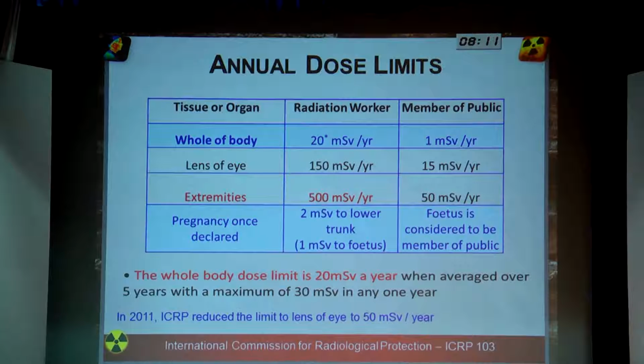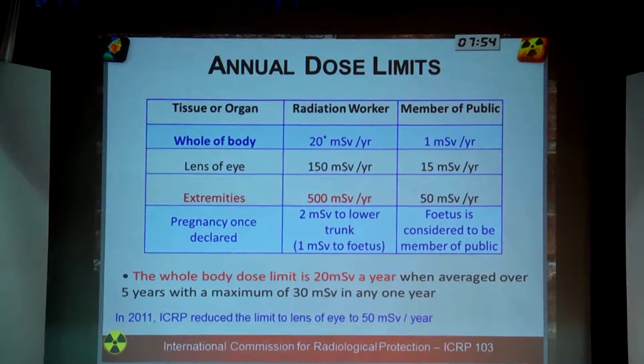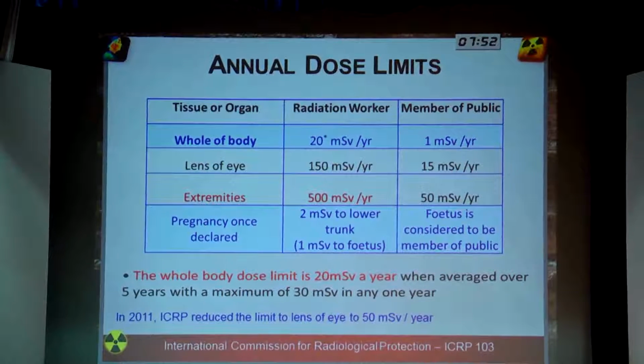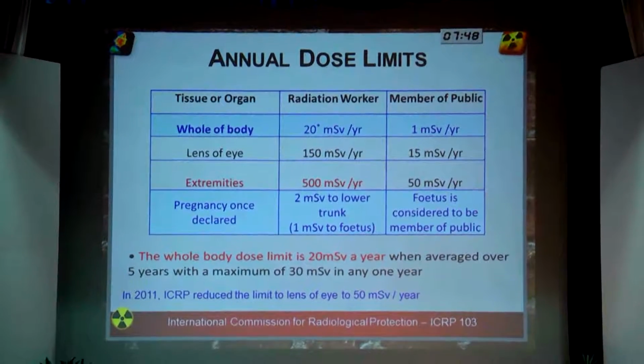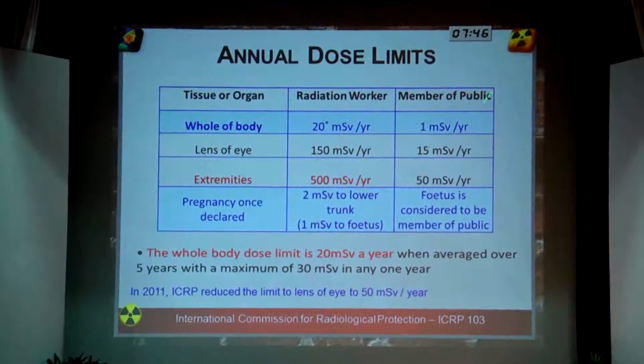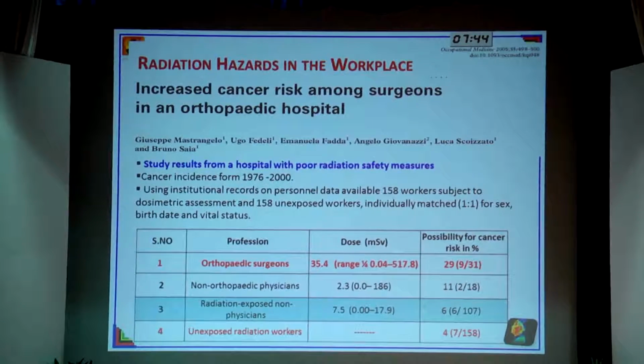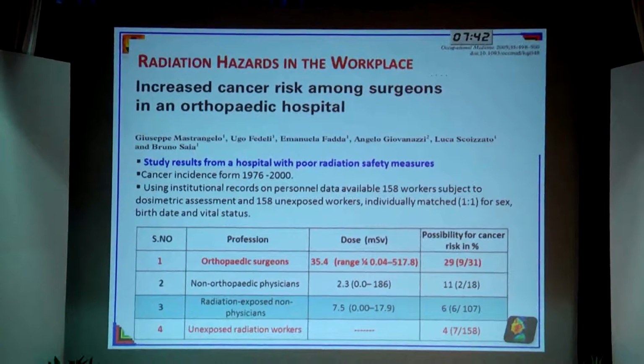For lens of eye, it's 150 millisievert. This has recently been further reduced to 50. And for extremities, skin, it's 500 millisievert per year. So you can just remember one or two of the values. We'll come back to this later. And for pregnancy, once declared for a radiation professional, they're not allowed to get more than 2 millisievert to the lower trunk, because the fetus, who will be considered as a member of public, can't receive more than 1 millisievert, which is this value.